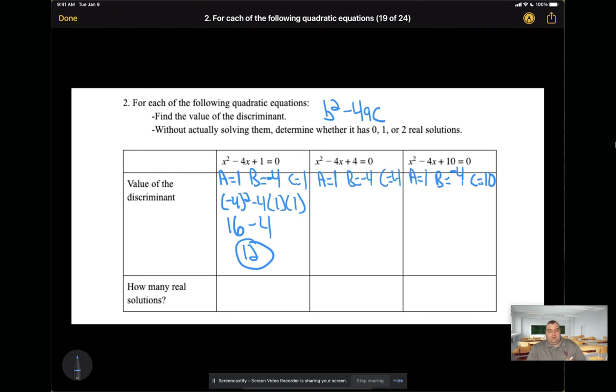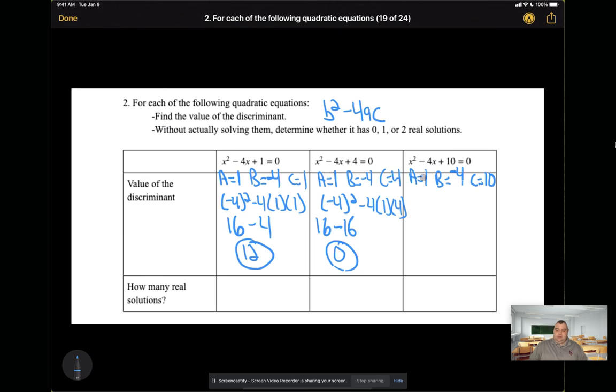For the middle equation, b squared minus 4 times a times c. So negative 4 squared is going to be 16. And then negative 4 times 1 times 4 is going to be a negative 16. And 16 minus 16 is 0.